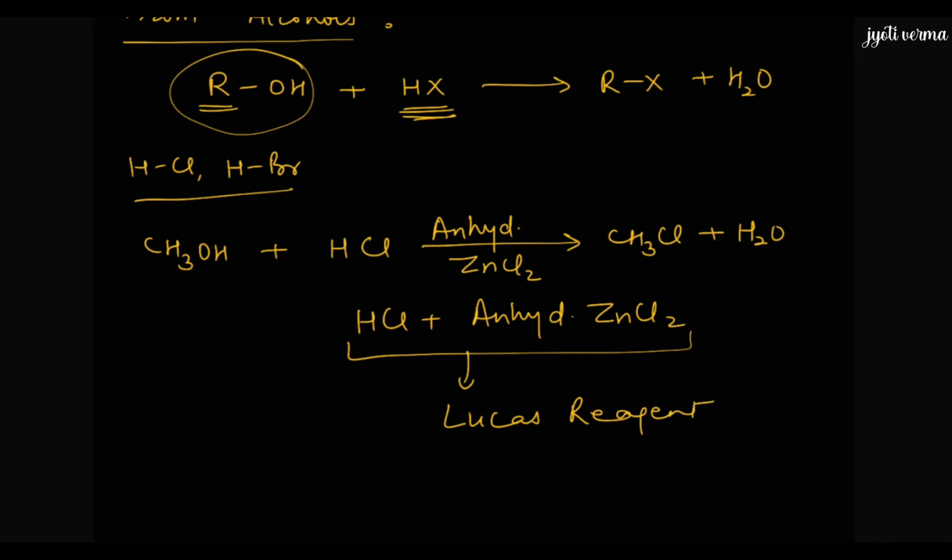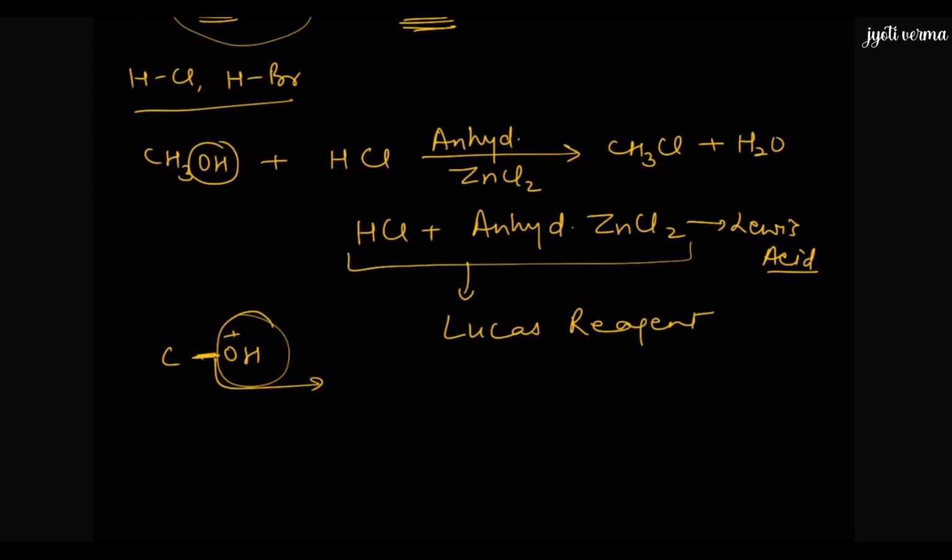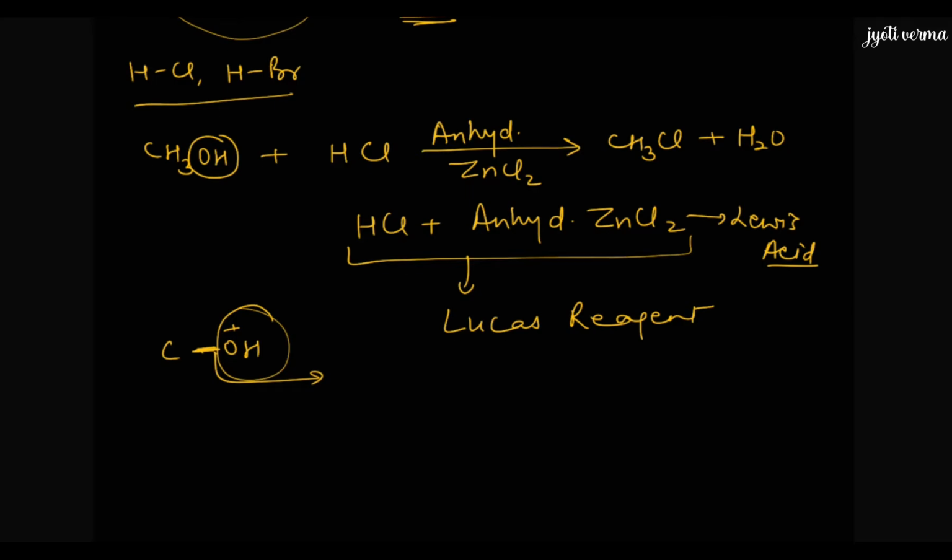Now what is the role of anhydrous ZnCl2 here? Anhydrous ZnCl2 being a Lewis acid will make this carbon oxygen bond more polar. This will be making this bond weaker, and that is how hydroxide can easily be removed. And hydroxide can easily be removed means then Cl can come in its place. So that is the role of anhydrous ZnCl2. It is acting as a Lewis acid and will be making carbon oxygen bond weaker, right?